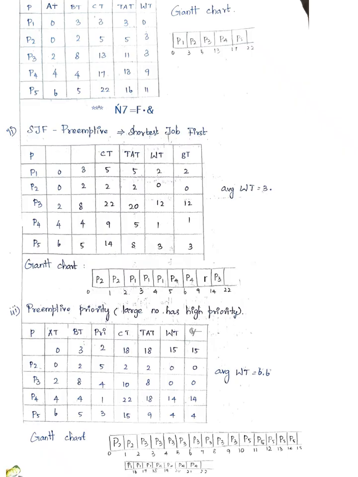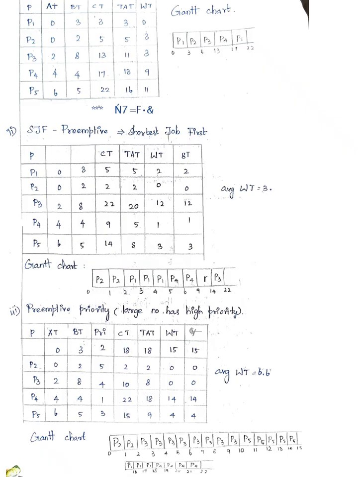Then preemptive priority scheduling. Priority scheduling means another column will be given along with process, arrival time and burst time: the priority. We have a burst time, we have an arrival time, and if they have arrived, they will also have a priority. They have to run by the priority only. Here the condition is that the larger number has the highest priority. It is also preemptive, so we have to go one by one.